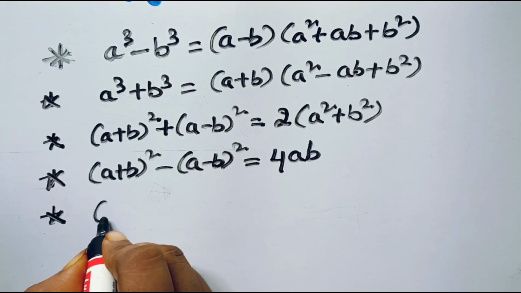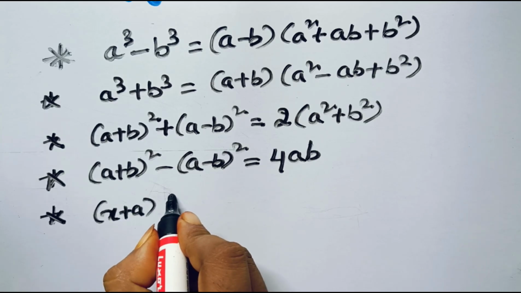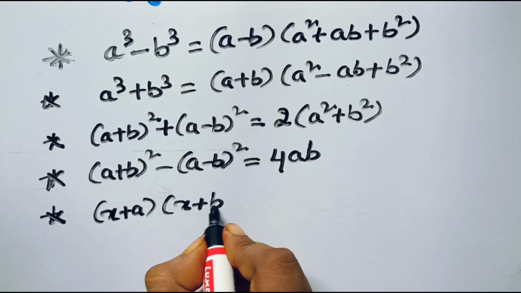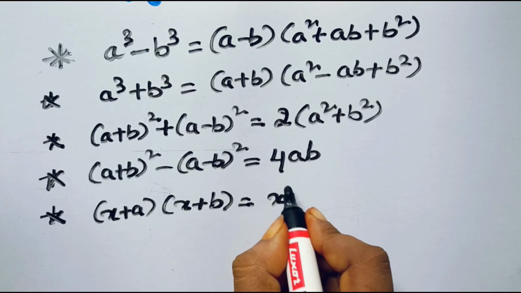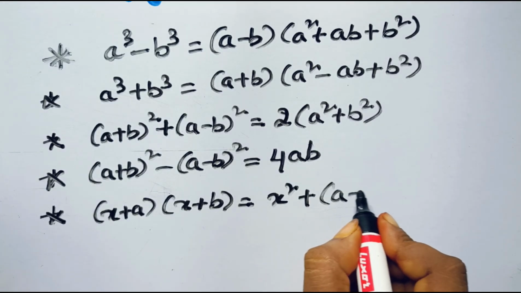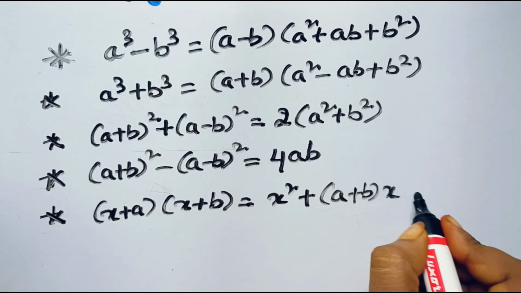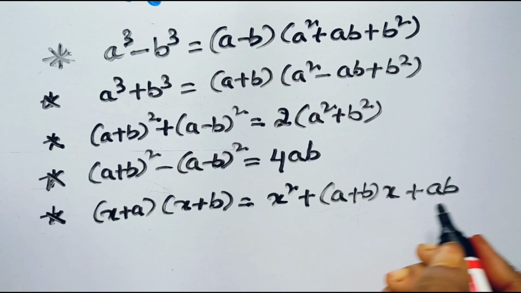Next one is (x + a)(x + b) = x² + (a + b)x + ab.